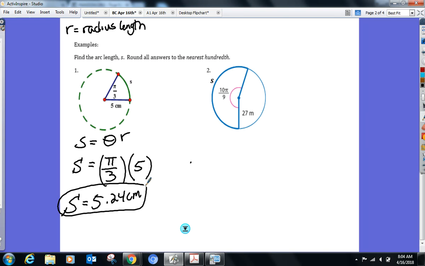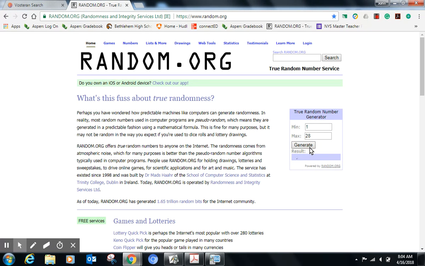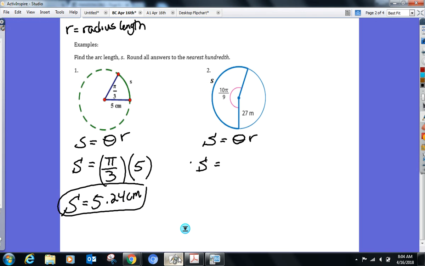Next up, again, finding the arc length, but again, identify what are you given? What type of units am I in? I see the pi, got to be in radians. All right, got to be in radians on this one. So I'm going to use S equals theta R. What is my central angle that's already in radians for me? 10 pi over 9 times that radius of 27.